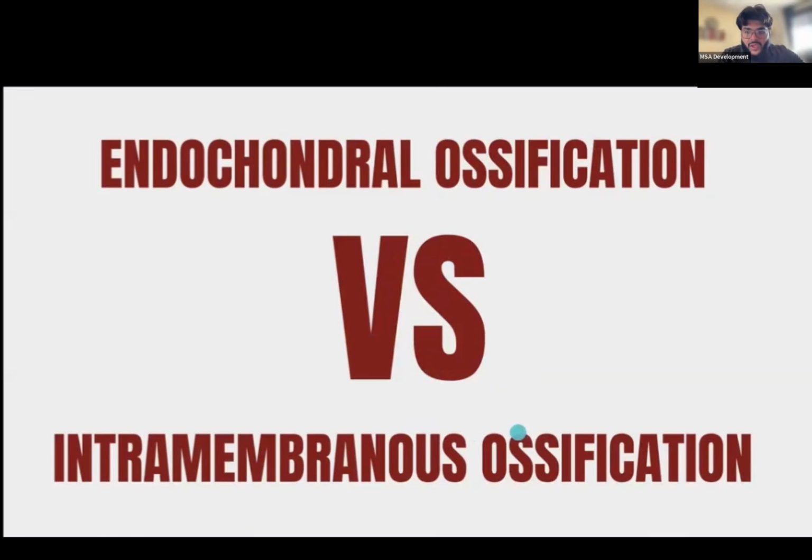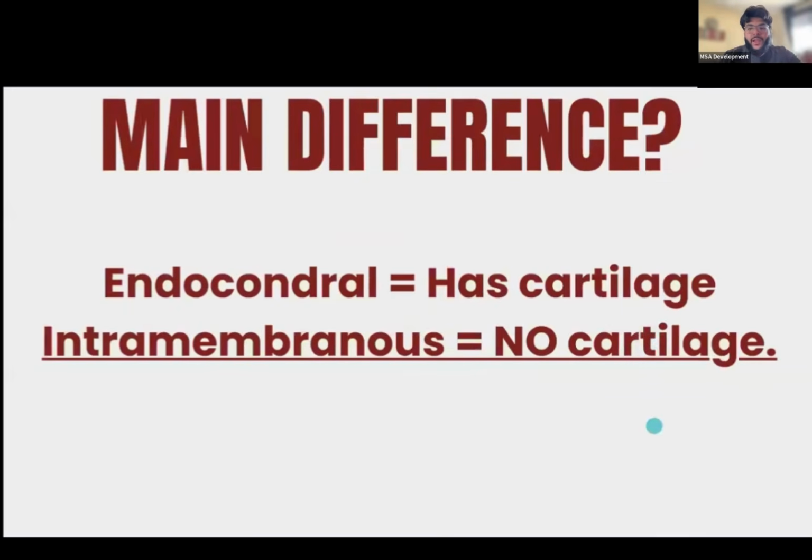Okay, so endochondral ossification, you have a cartilage template, and the bone will replace this cartilage. Intramembranous ossification, you have no cartilage template, and the bone will directly form from the mesenchyme. Okay, that's all that there is to your ossification.